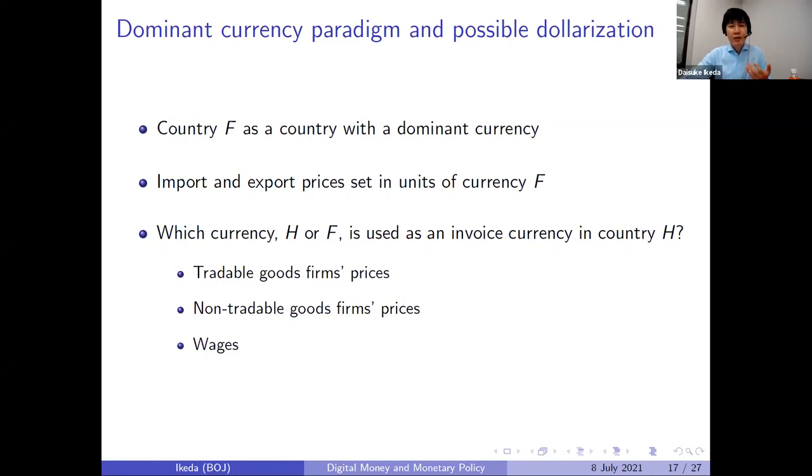In analyzing the situation, I have to be more specific about import and export prices. I assume that country F, the foreign country, has a dominant currency, which means that import and export prices are already set in units of currency F. So in this situation, I ask which currency, home or foreign, is used as an invoice currency in country H, okay?